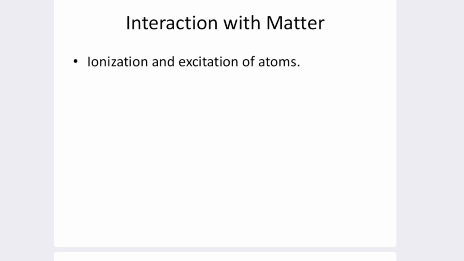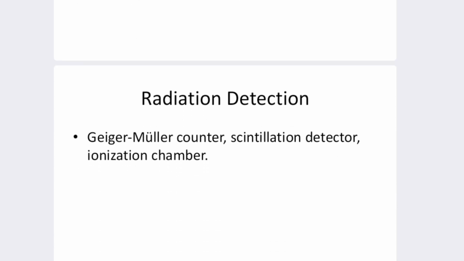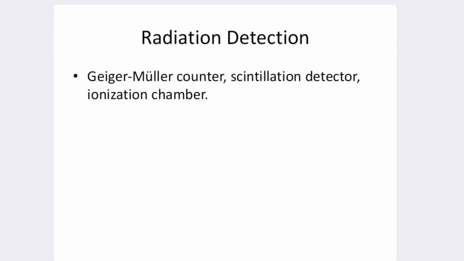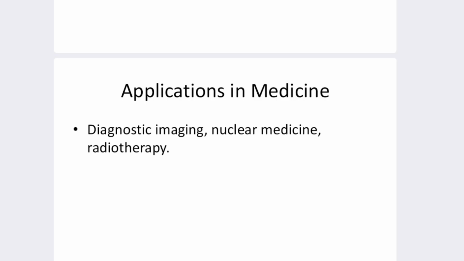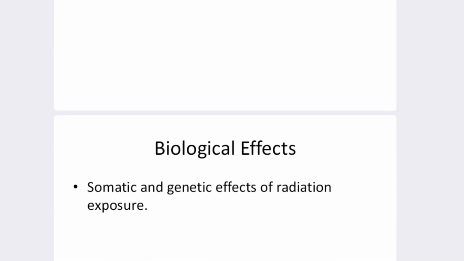Next is interaction with matter. Usually the interaction takes place with the ionization and excitation of the atoms. The radiation which passes can be detected by means of a Geiger-Müller counter, scintillation detector, and also an ionization chamber. What are the applications of these radioactive materials? In the medical field, they are applied in diagnostic imaging, nuclear medicine, and radiotherapy. In industrial applications, we use them in thickness gauging, radiography, and also in leak detection.